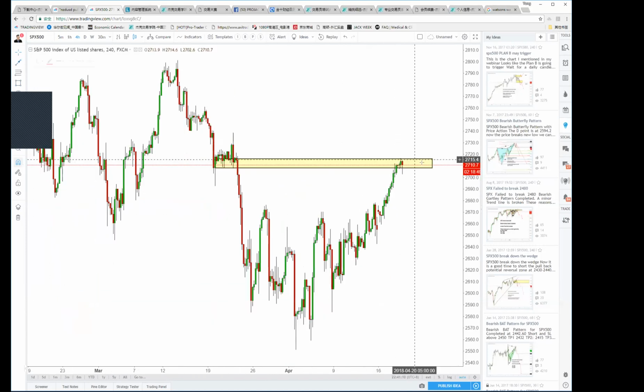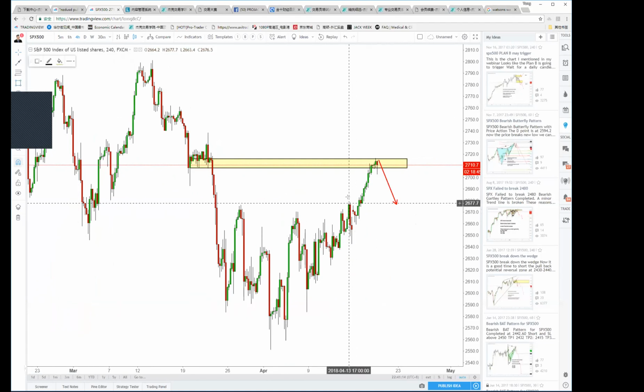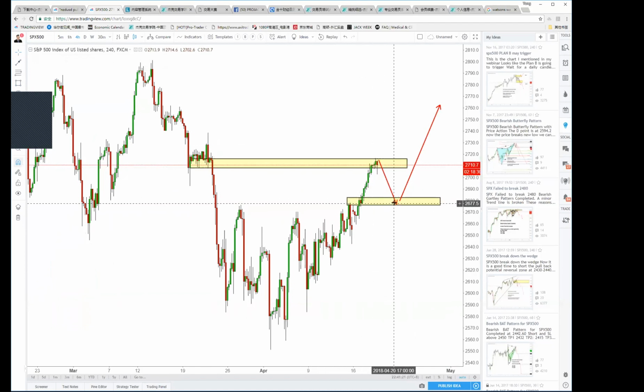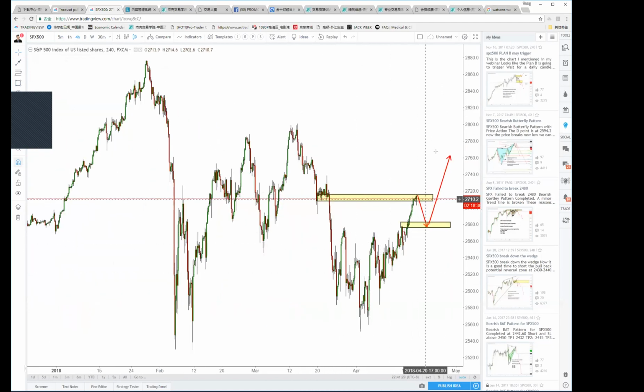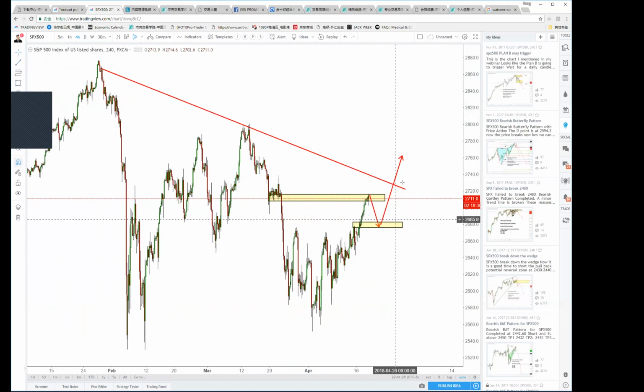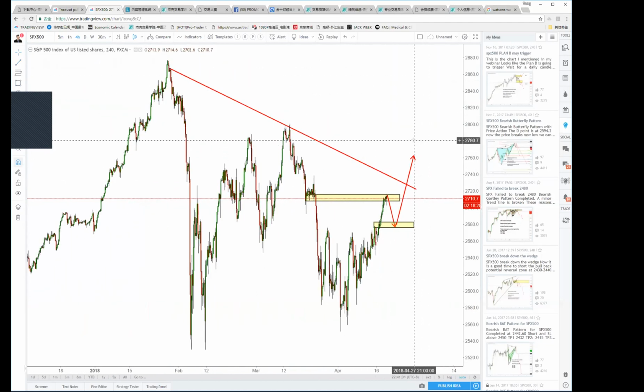I doubt that the SPX may pull back to 2680. If the price pulls back to here, we can buy it again. So take some profit and wait for the pullback to buy again. The trend is up, and typically when the SPX breaks this channel, this downtrend line, it will have more upside room.